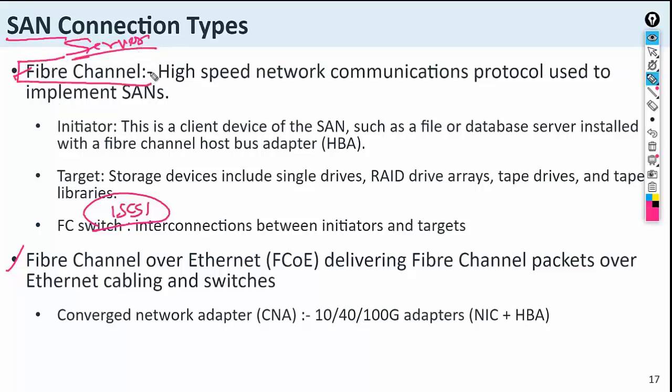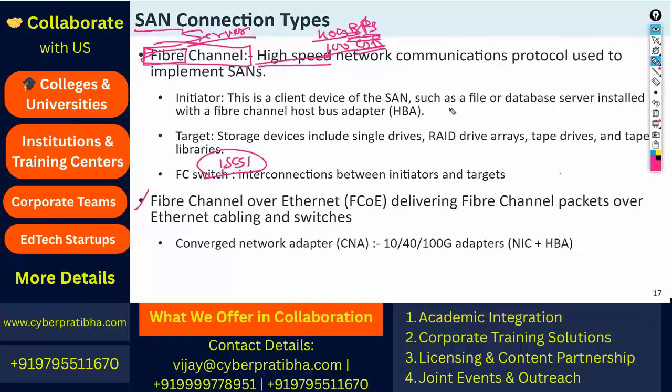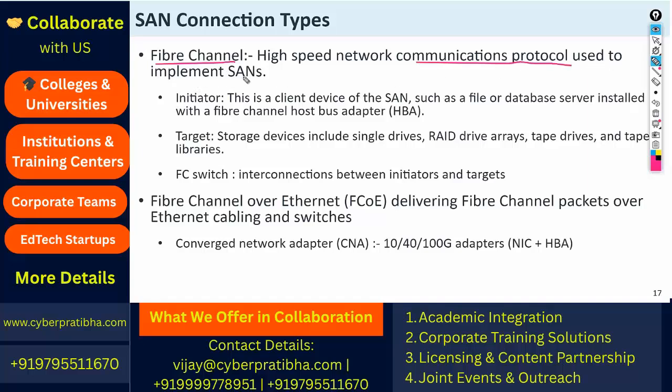So what is the fiber channel? As its name says, fiber means fiber optical cable is used, and this is a high speed network, like 40 Gbps, 10, 20, it depends, and also 100 Gbps speed can be used. So finally, what is the fiber channel? Fiber channel is a high speed network communication protocol which is used in a SAN, storage area network.